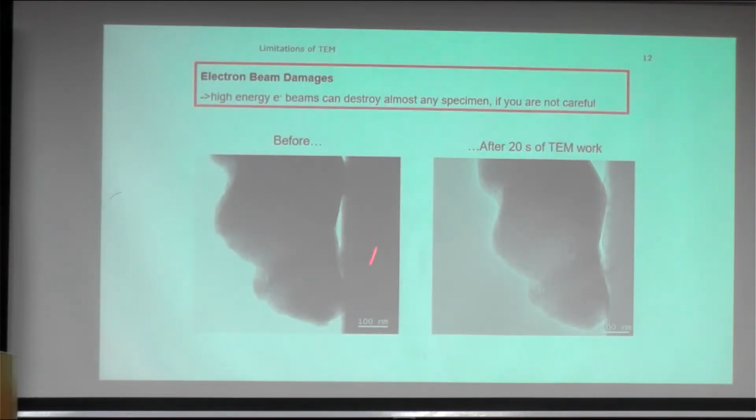of a TEM image. This was glass containing some nanoparticles, and this is after 20 seconds of illumination in TEM. The structure transformed completely to an amorphous structure, so you destroyed your initial structure.